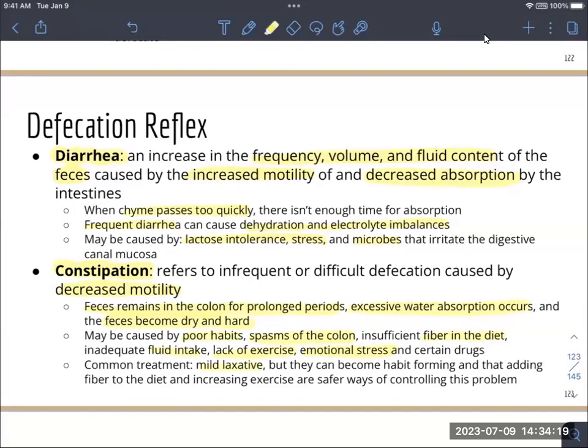Laxatives. The problem is laxative as a treatment becomes very habit forming. The better way to do it is to add fiber to the diet. Increase exercise, go for a walk. That's the safer way to fix constipation than using laxatives.